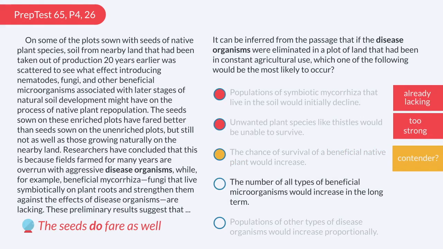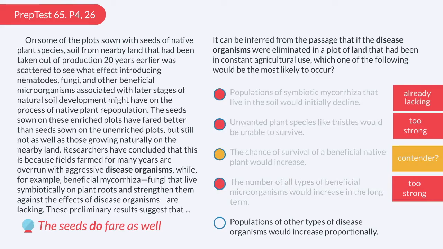D is saying that if you get rid of the disease organisms, then all beneficial microorganisms will increase in the long term. It's just too strong. There's no way I can support the idea that 100% of them will increase. And the last one is saying if you get rid of these disease organisms, then other disease organisms will fill in the gaps proportionately. Well, there's two problems. We never talked about other types of disease organisms. That's out of scope. And then increasing proportionally is a very extreme idea. It means that if there's half as many of those, there's 2 times as many of these. Proportionality is too exact, so it's almost always too strong.